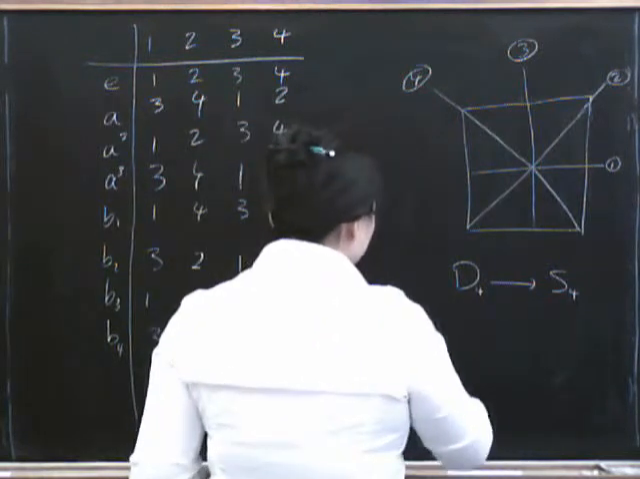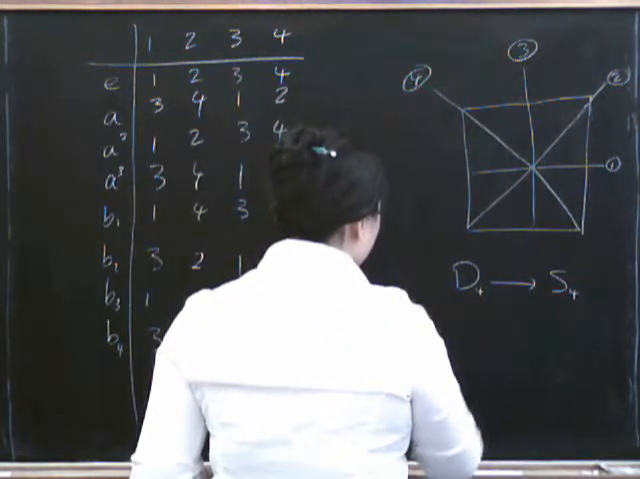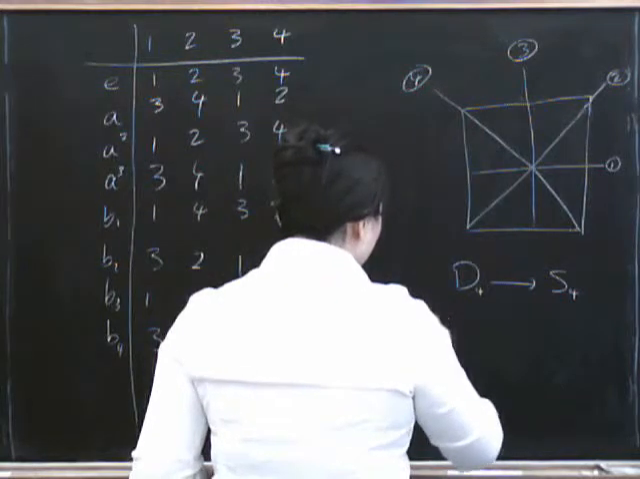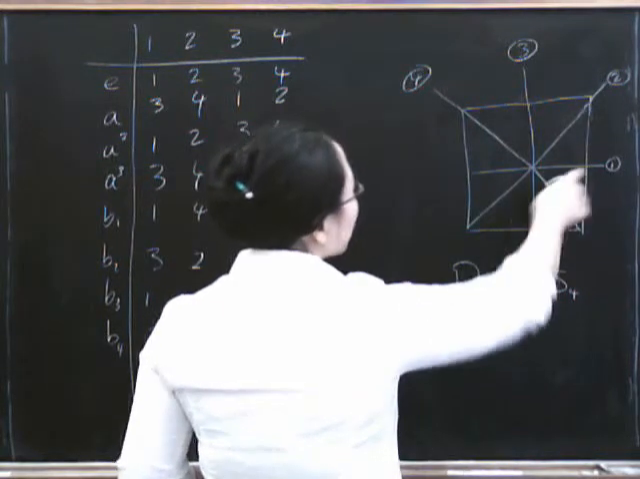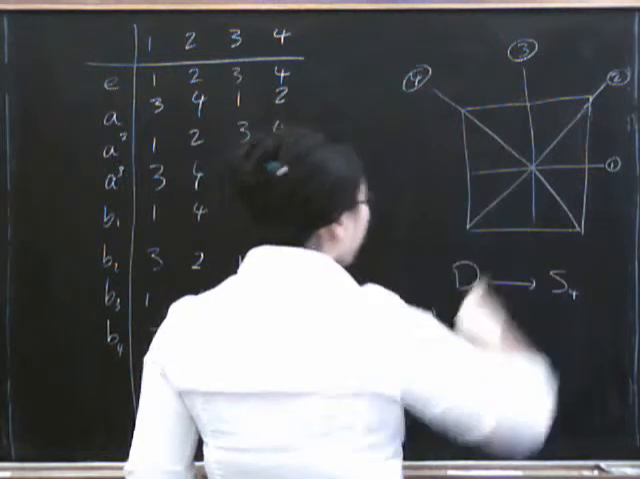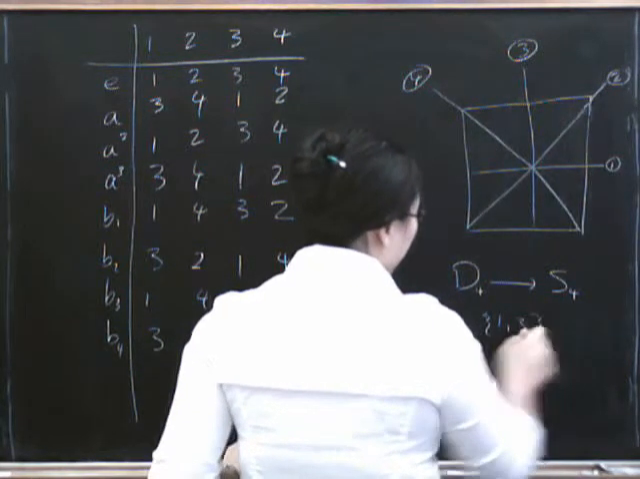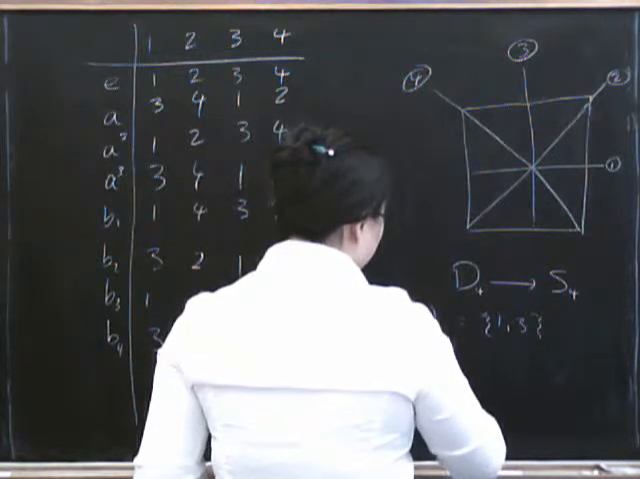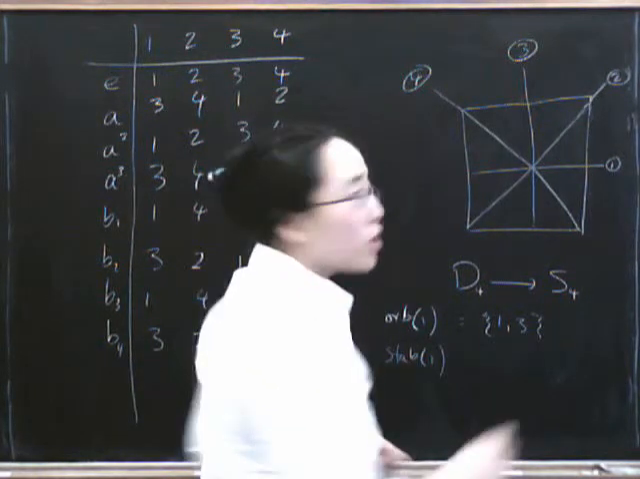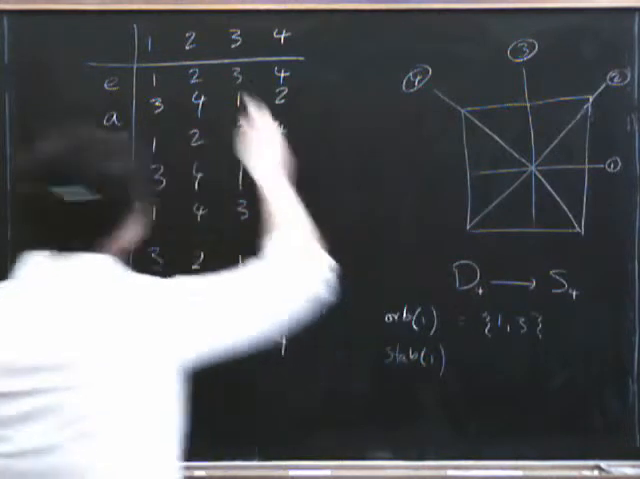Now, the next question was to say, what's the orbit of 1? Well, where does 1 ever end up? 1 can only ever end up on 1 and 3. And what's the stabilizer of 1? Well, what are the elements that fix 1? You can look at that in this table.